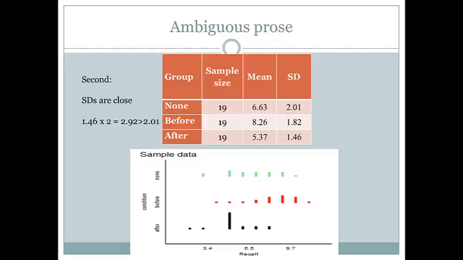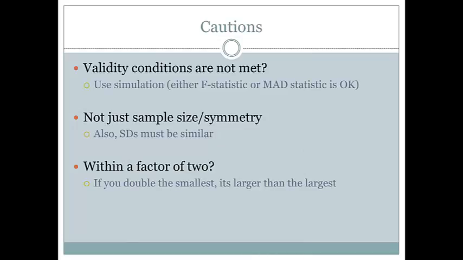If that's true, they're within a factor of 2 of each other, and that's generally accepted as the standard deviations are fairly similar. A few words of caution. What should you do if the validity conditions are not met? Use simulation. You can simulate either using the F-statistic or the MAD statistic. Either one is okay, but don't use the theory-based p-value.